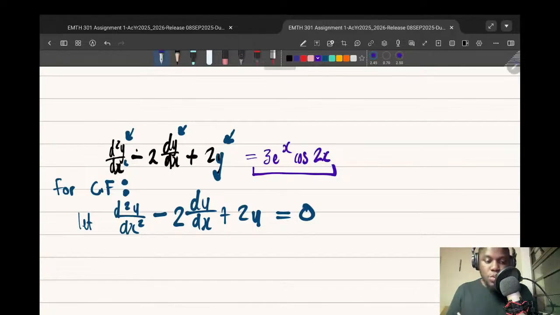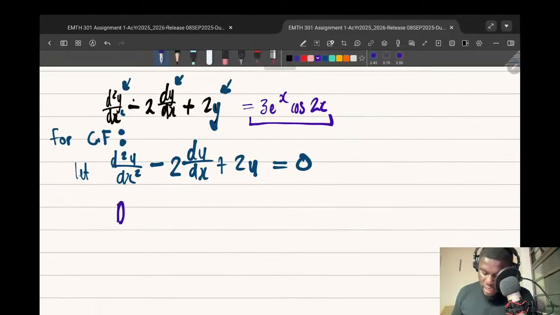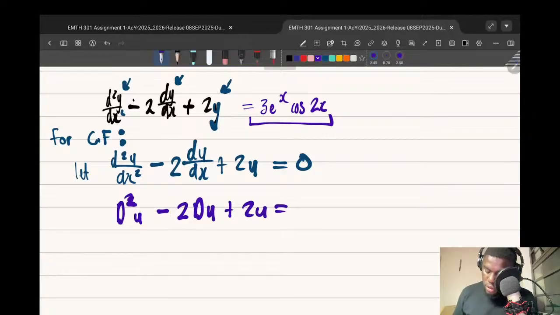When it's like this, we know how to solve anything which is equal to 0. That's the one we did in the previous example. All we did was use the D operator form. We know that the second derivative is D squared of u, minus 2 D of u, plus 2u is equal to 0.